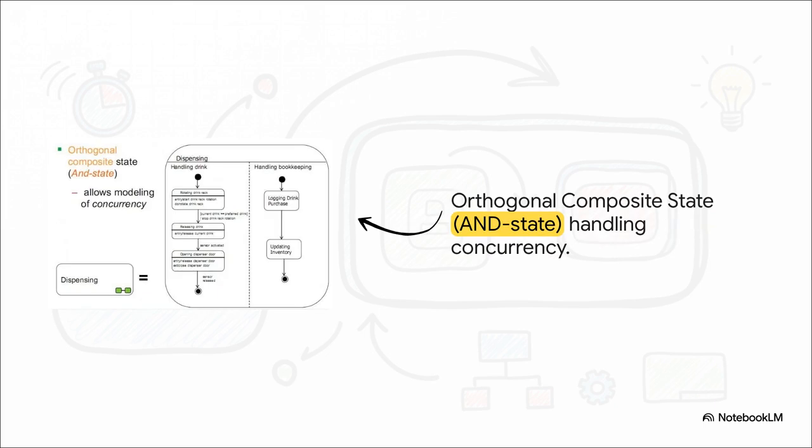But check out the AND state. We split that dispensing state right down the middle with a dashed line. That line literally represents parallel processing. On one side, we have that exact same physical dispensing sequence. But simultaneously, on the other side, the machine is handling its bookkeeping, logging the purchase, and updating the digital inventory. Two independent things running at the precise same time, contained in one simple box.